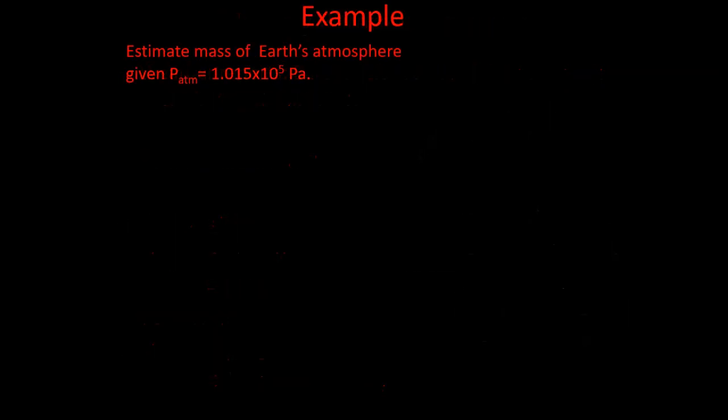So enough about these things. Let's talk about one more example. Here we're going to estimate the mass of the Earth's atmosphere. If we're given the pressure of the Earth's atmosphere here at sea level of 1.015 times 10 to the 5 pascals, we'll need a couple of things to make this work. One being the radius of the Earth, 6.3 times 10 to the 6 meters.